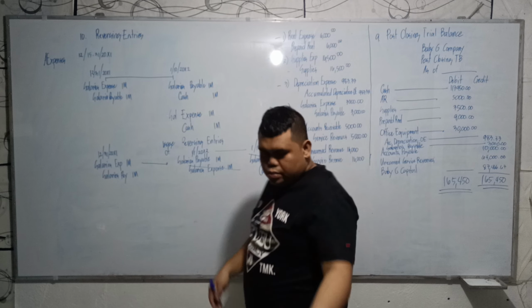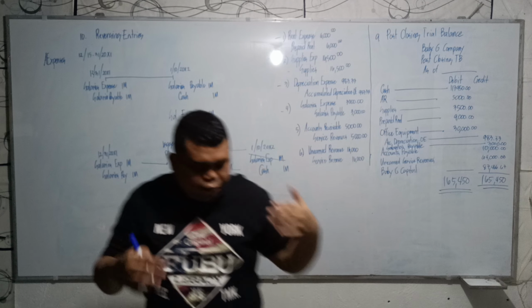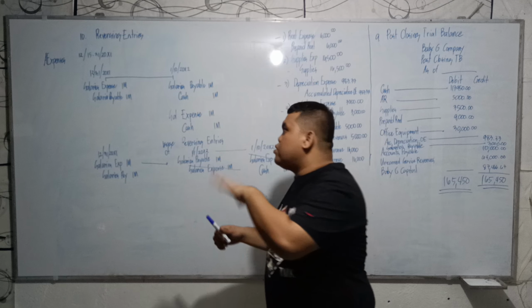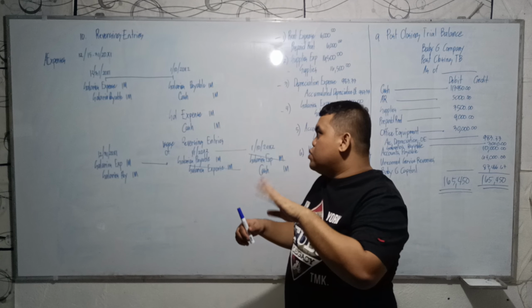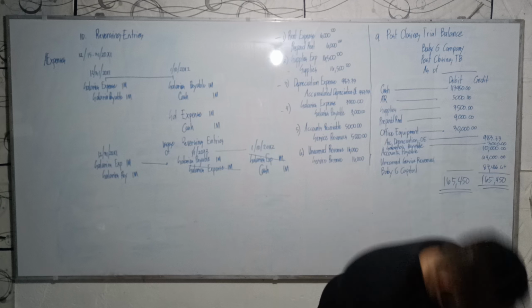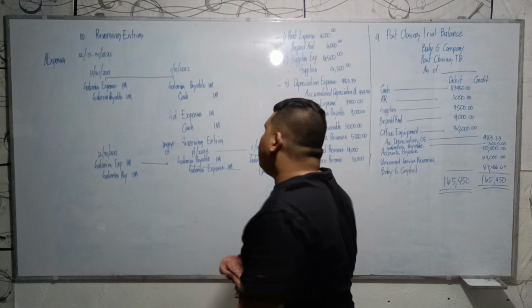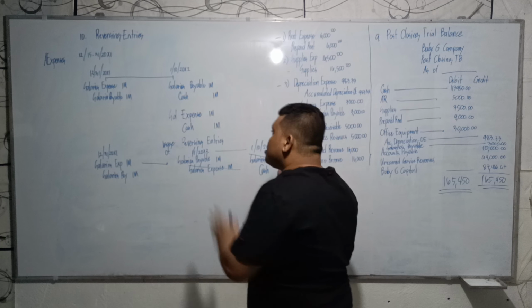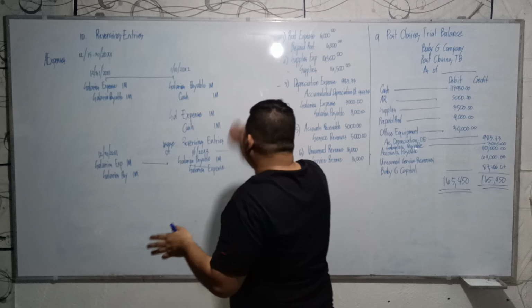Okay? Now, if you don't understand, let's have examples also for the other four. So we have the accrued expenses already, and I'm hoping that you did understand the purpose of reversing entries for accrued expenses. Let's go now with accrued revenues.